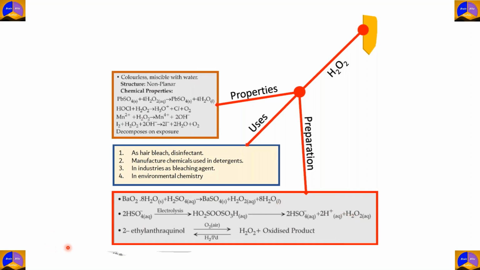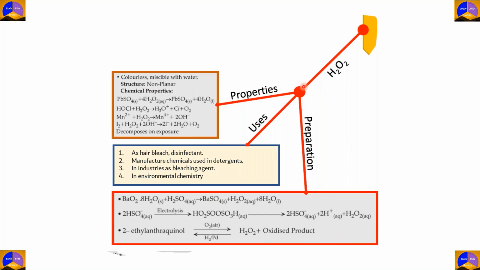The last method is the auto-oxidation of 2-alkyl anthraquinols. The example given here is 2-ethyl anthraquinol, which when subjected to oxygen and hydrogen gas as well as palladium as catalyst gives you hydrogen peroxide and another oxidized product.